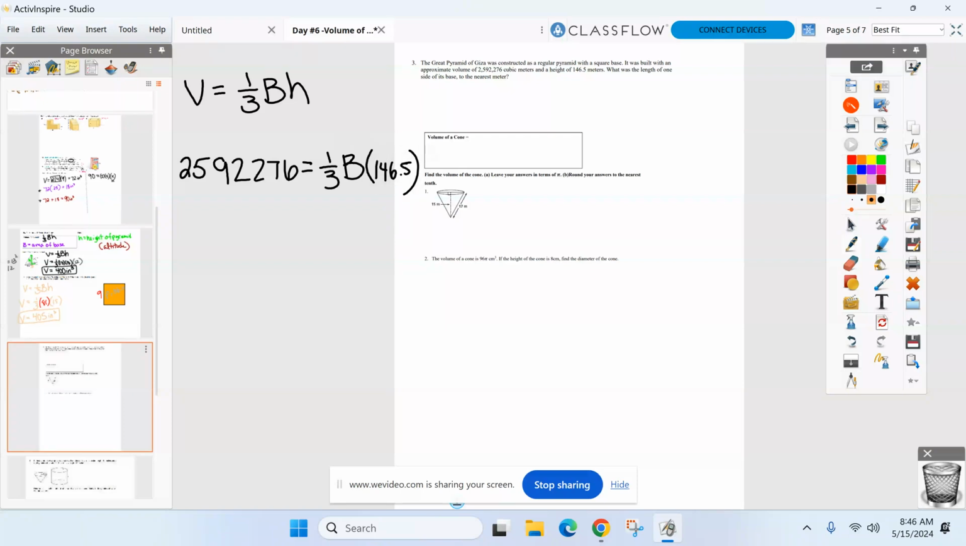Okay, so we're going to solve for B right now. And then we're going to talk about how I get the side of the base from capital B. All right, so go ahead, get the 1/3 out of there, get the 146.5 out of it. I don't want to tell you how to do it because you could do it in a couple different ways. So get the 1/3 out of there somehow. Get the 146.5 out of there. Get B by itself, please. And we'll see if our answers match.